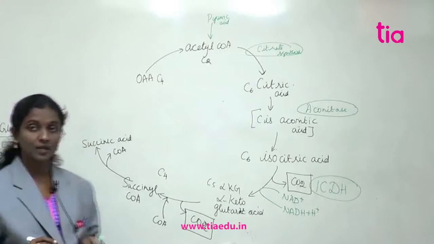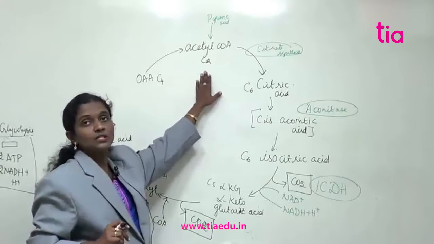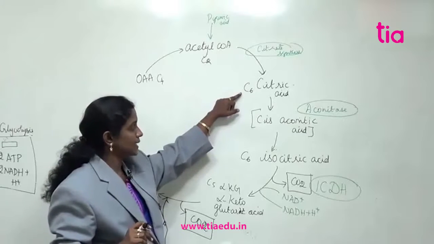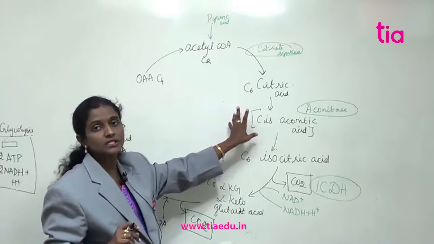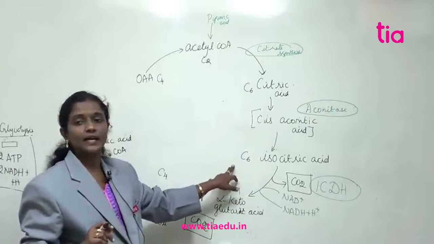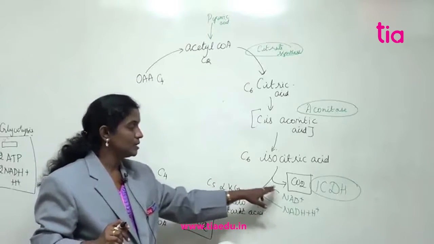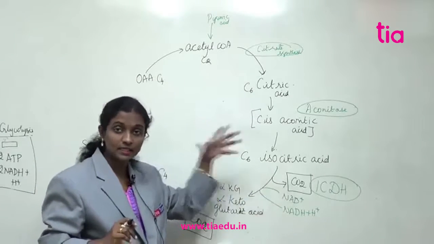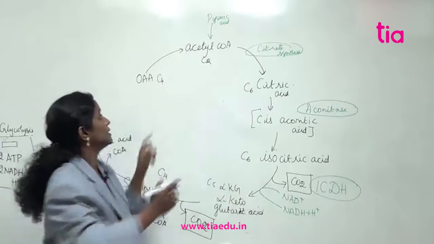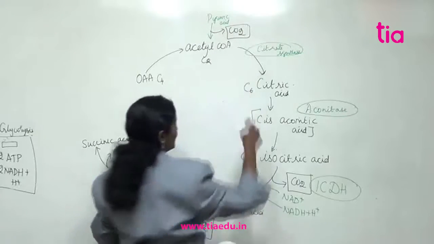So let us see this step. 4 plus 2, 6 carbon, which is citric acid, by the enzyme citrate synthase, and this citric acid forms an intermediate cis-aconitic acid in the presence of the enzyme aconitase, so that it becomes isocitrate or isocitric acid. This isocitric acid liberates the first carbon dioxide in the Krebs cycle. Actually speaking, it is the second carbon dioxide. Already one is gone here. So this is the second carbon dioxide which is going to go out.